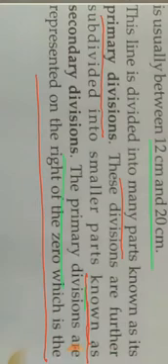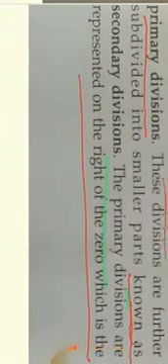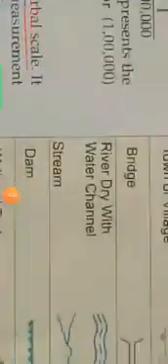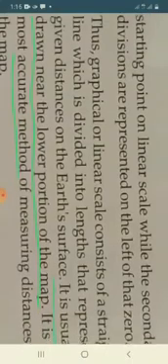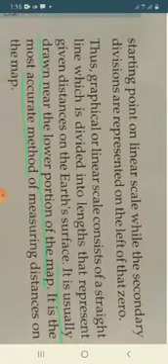The primary divisions are represented on the right of the zero, which is the starting point on the linear scale, while the secondary divisions are represented on the left of that zero. Thus, a graphical or linear scale consists of a straight line which is divided into lengths that represent given distances on the Earth's surface. It is usually drawn near the lower portion of the map. It is the most accurate method of measuring distances on the map.